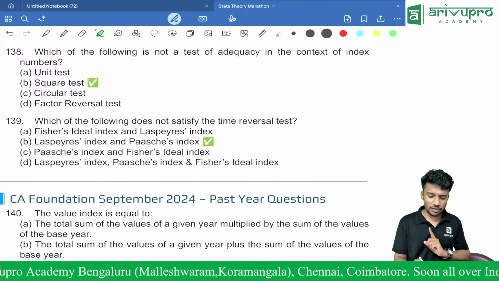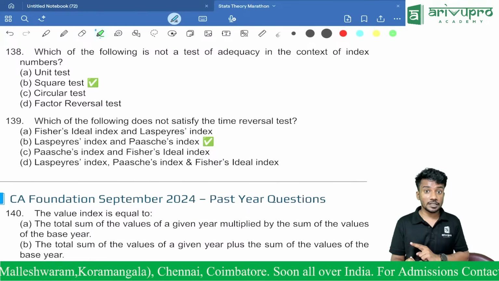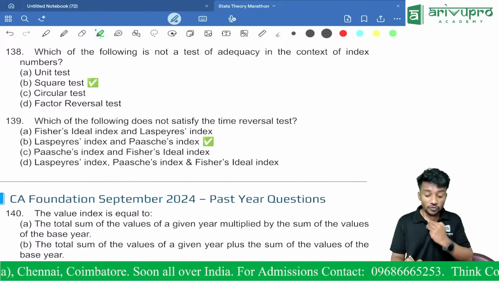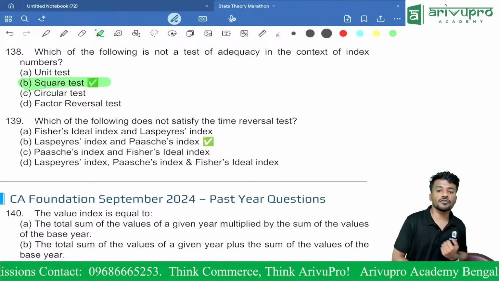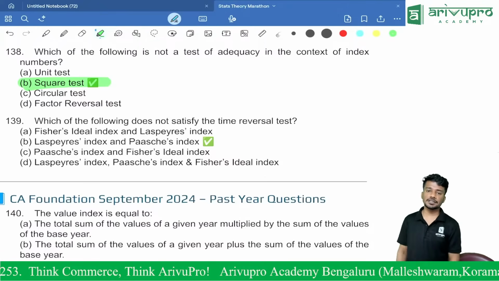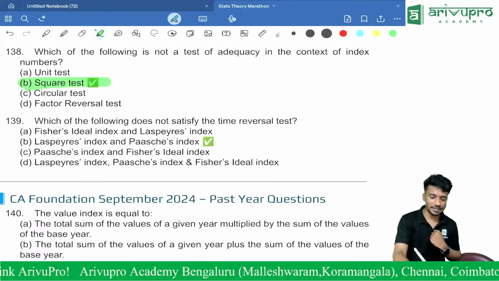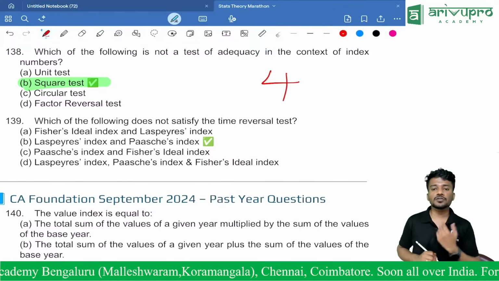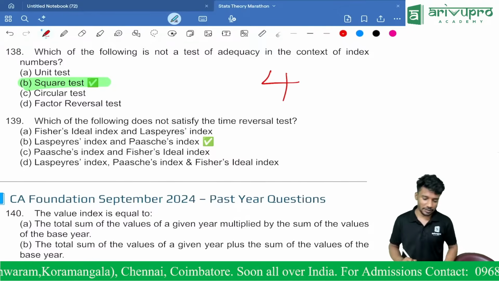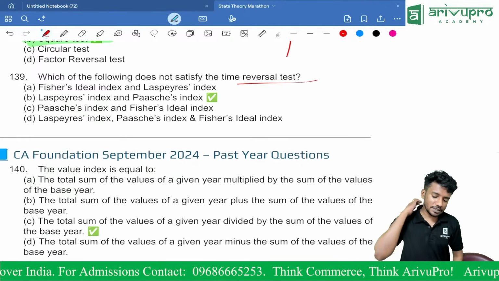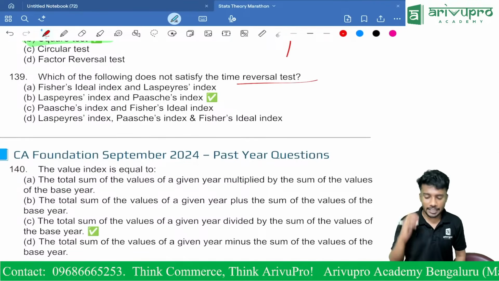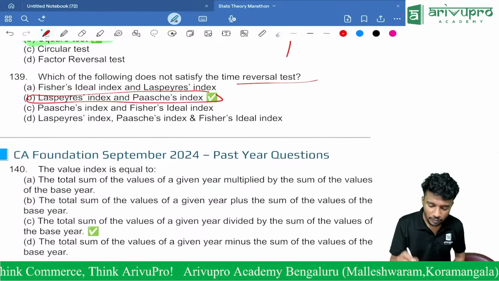Which of the following is not a test of consistency? Unit test is a test of consistency. Circular test is a test of consistency. Then factor reversal test is a test of consistency. Then which is not a test of consistency? Square test is not a test of consistency. How many tests of consistency are we learning? Four tests of consistency. Then, which of the following does not satisfy the time reversal test? Laspeyres and Paasche do not satisfy the time reversal test.